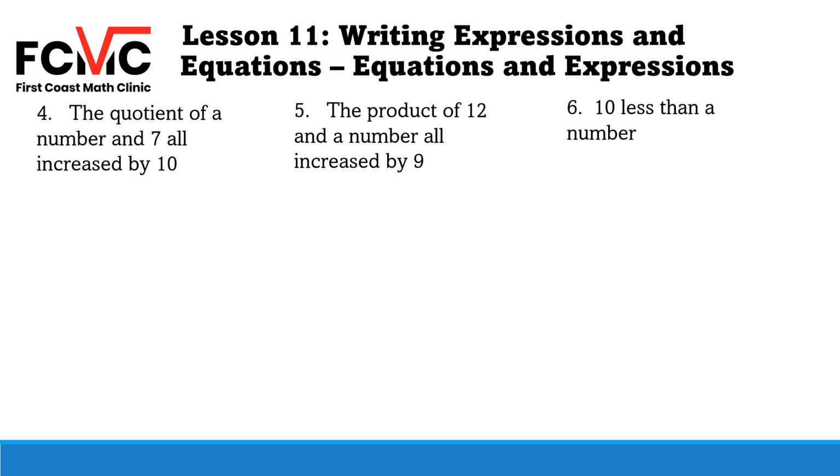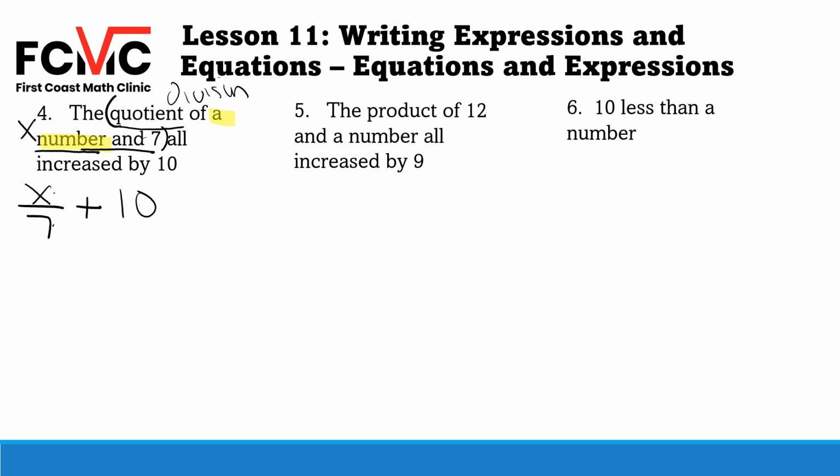Number 4, the quotient of a number and 7, all increased by 10. Quotient is going to be division. I want the quotient of a number, x, and 7, so we can do x divided by 7. All increased by 10, so I'm increasing all of this by 10, so I'm going to put plus 10 here. I'm dividing x by 7 first and then adding 10.